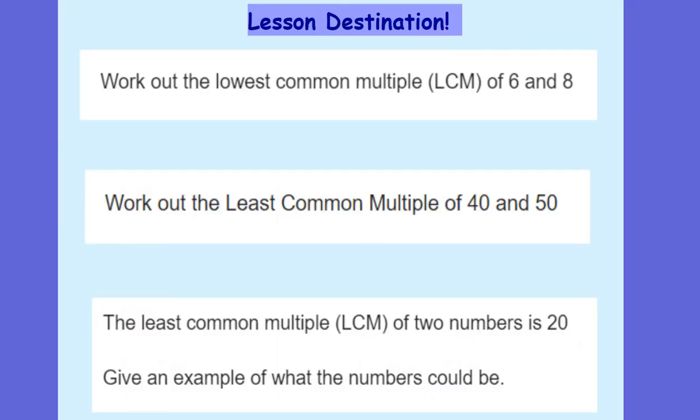Okay, can you pause the video now for me for a couple of minutes and have a go at these exam questions for me? The first one, can you work out the lowest common multiple of 6 and 8? Can you work out the least common multiple, which means exactly the same thing as lowest common multiple, of 40 and 50? And can you work out the least common multiple, or LCM, of two numbers is 20? Give an example of what the numbers could be. Pause the video and have a go at those questions now, please.